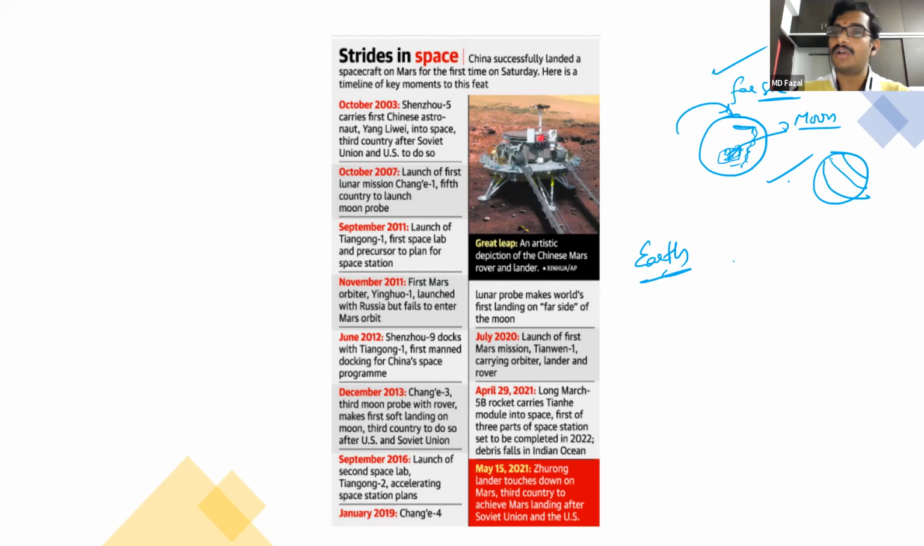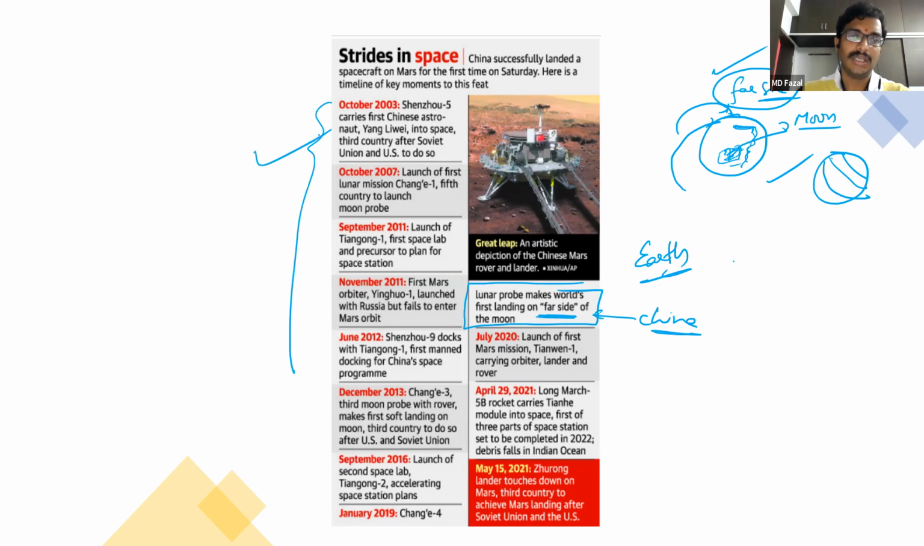So no one had launched a mission on the other side of the moon. The world's first lunar landing on the other side, or far side, of the moon was done by China. That is very important. So that is the specialty. Many missions are there with respect to China. China is going ahead with many big space missions. Leave all those things. This aspect is important. It is the first country to launch a mission on the far side of the moon.